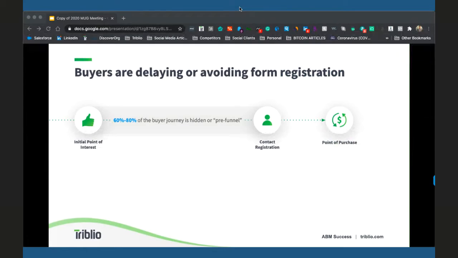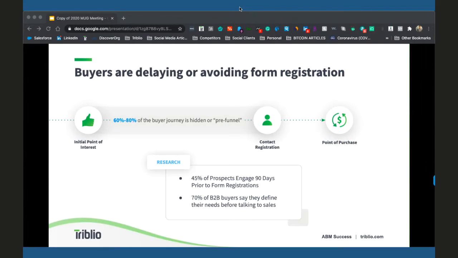And so what we tend to find is that most buyers are actually delaying that form submission significantly longer than they did in the past. And that's probably no secret. That hidden funnel or that pre-funnel has certainly been a topic in MarTech for so long. We've actually done our own research on it.